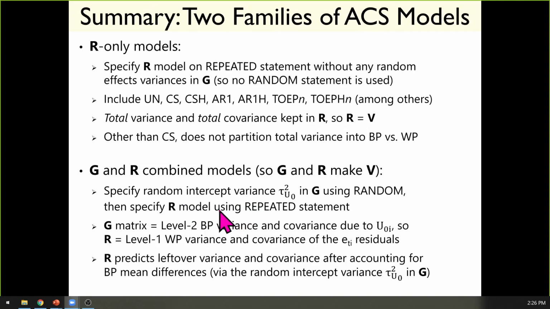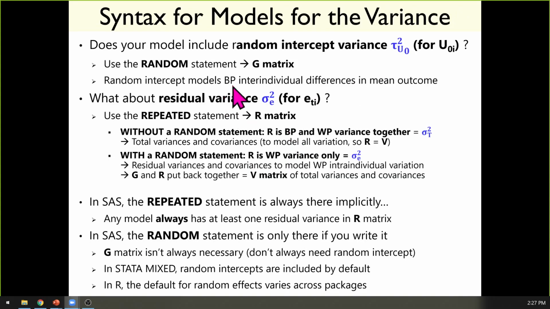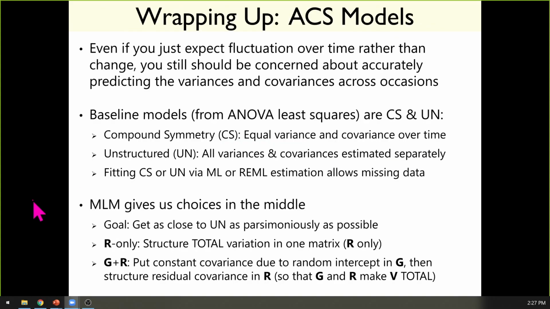Yeah, so this is stuff we talked about already. So those are the 2 families of models: R-only models, which are talked about but I think are less useful, and the combination models where you split the correlation into two places, random intercept versus residuals. Those I think are going to be more useful in practice. And then that's just more caveats about the code.